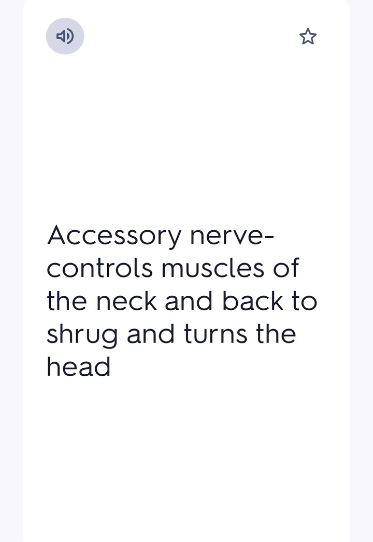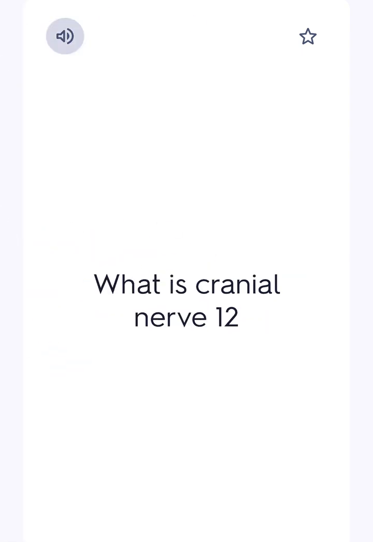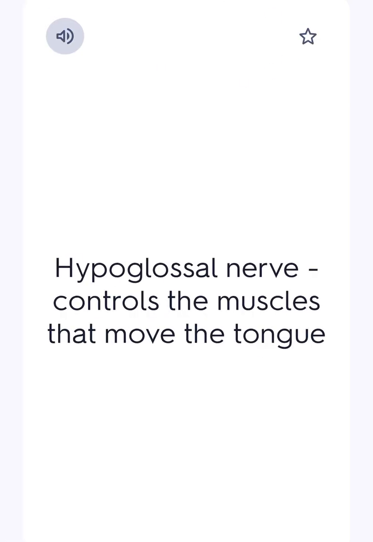Accessory nerve controls muscles of the neck and back to shrug and turns the head. What is cranial nerve 12? Hypoglossal nerve controls the muscles that move the tongue.